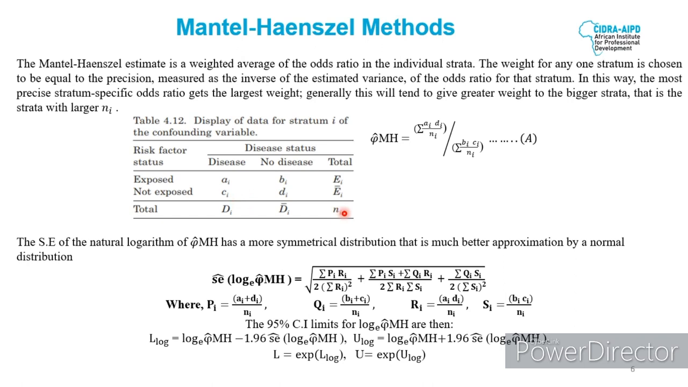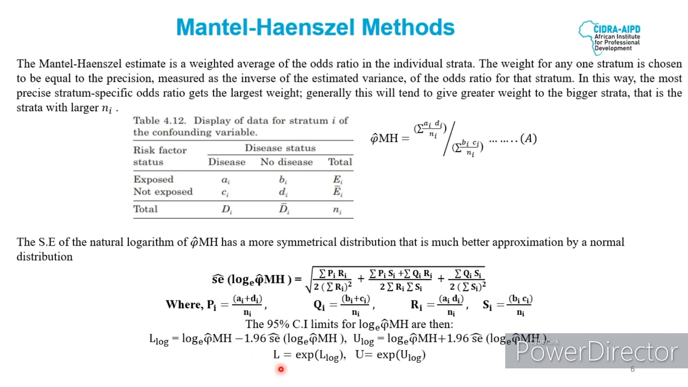In order to derive a confidence interval for this estimate, we need to consider its standard error. Instead, we will consider the standard error of the natural logarithm of the test statistic, because this quantity has a more symmetrical distribution that is much better approximated by a normal distribution, just as for the odds ratio in a single stratum. So for the standard error, please look at these formulas, where pi is ai plus di by ni, qi is bi plus ci by ni, ri is ai into di by ni, and si is bi into ci by ni. And we'll substitute these values in this formula to find the standard error for this test statistic.